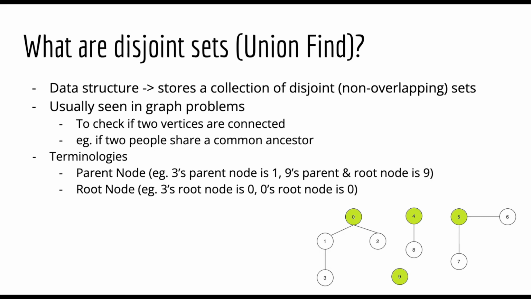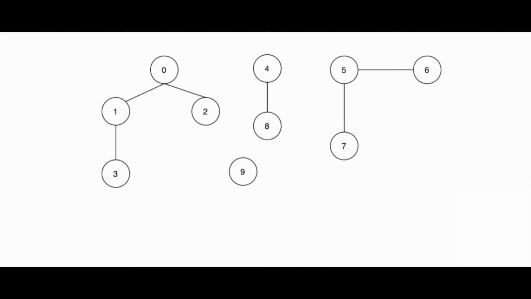So for example, in the diagram below, the root node of vertices 3 and 2 is 0, and as for 0, it is its own root node and parent node, and likewise the root node and parent node of vertex 9 is 9 itself. Let's think about this question.